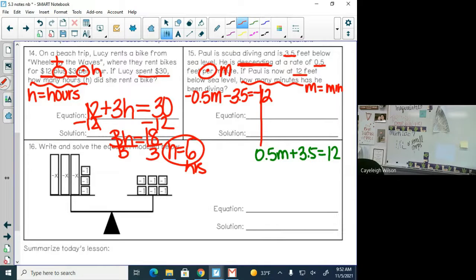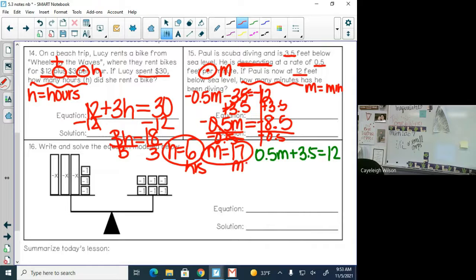All right, so I would have done this one, so now I would add my 3.5. So that would be negative 0.5 m equals negative 8.5, right? And then divide by negative 0.5. And m equals 17 minutes, which you would have gotten either way, whichever one you use.